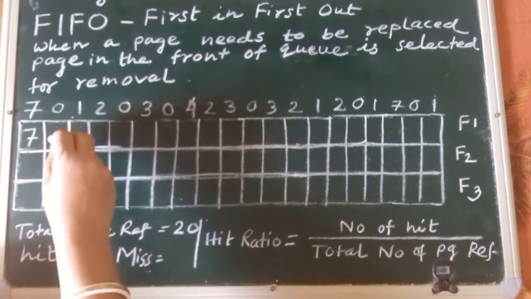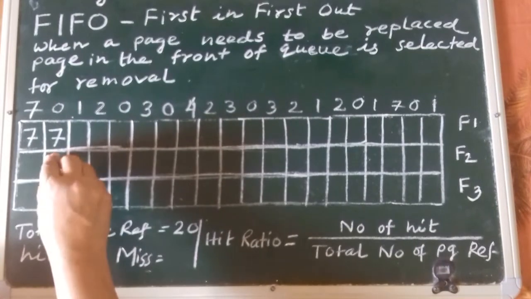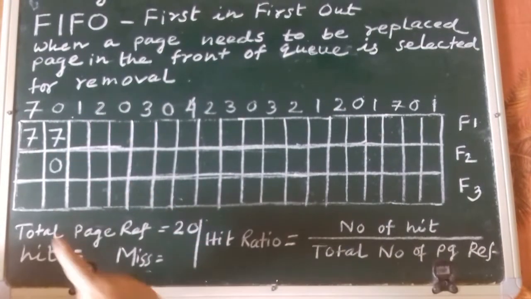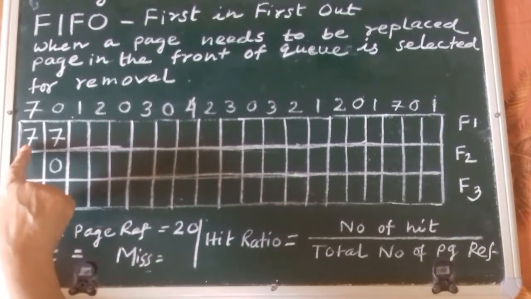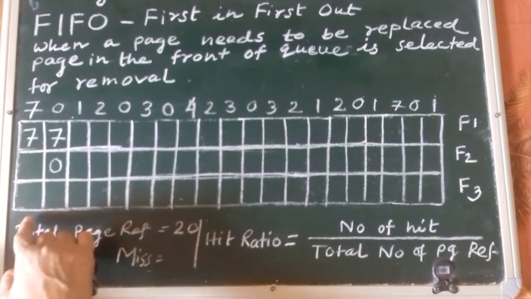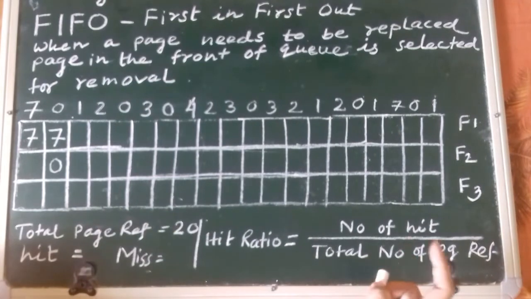Already one frame is occupied by 7, so which page should be brought now? Page 0 should be brought from virtual memory to main memory. Corresponding to 7, I will have a page fault. When I have a page fault, I am not writing anything down. When we do not have a page fault, I will mark those boxes.